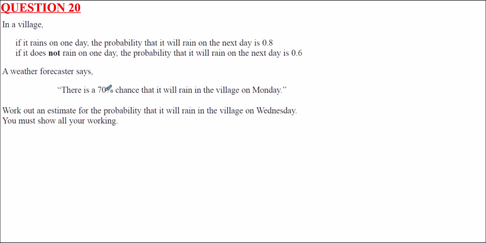A 70% chance of rain is 0.7. If there's a 0.7 chance of rain, there's therefore a 0.3 chance that it doesn't rain. So chance of rain on Monday, 0.7. Chance of not raining is 0.3. So that's for Monday. We can now think about what happens on Tuesday.